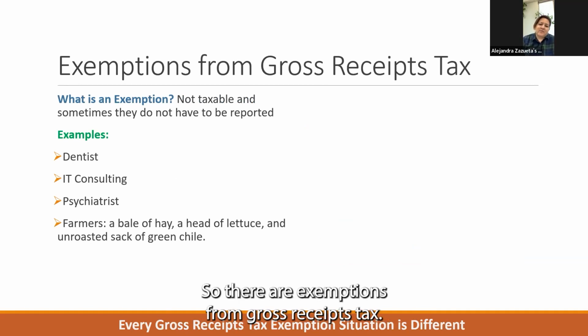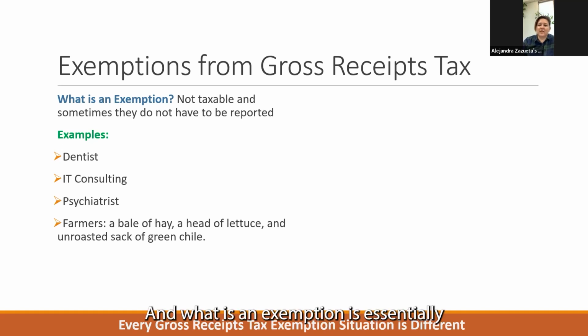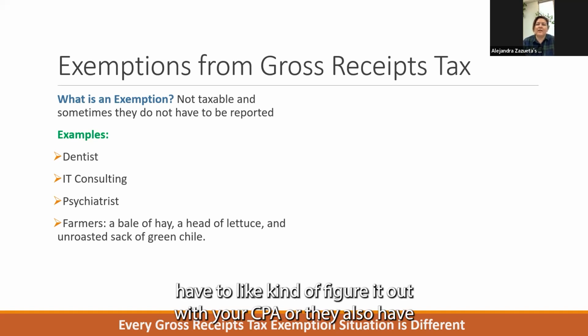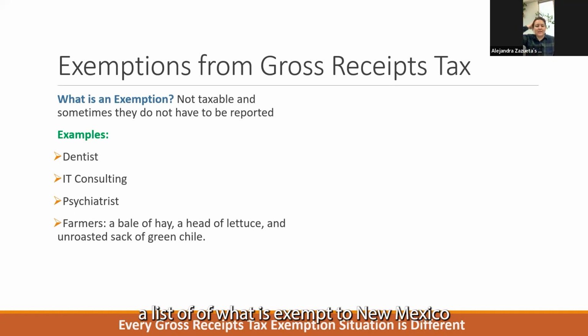So there are exemptions from gross receipts tax. And what is an exemption? It's essentially a not taxable amount. So these are amounts that are not taxable at all. The list for this is so long, you guys, and it's different for every business. You would have to kind of figure it out with your CPA, or they also have a list of what is exempt in New Mexico for the gross receipts.